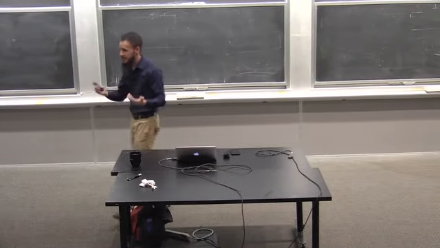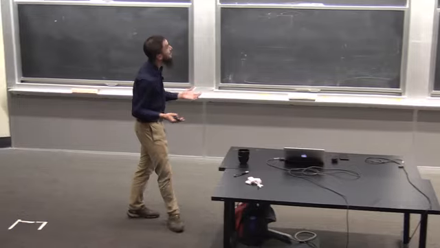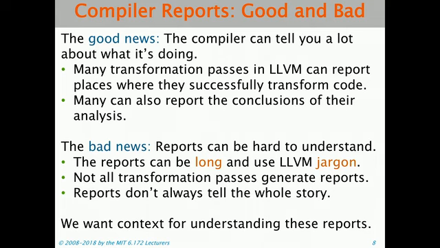OK, so that's some good news and some bad news about these compiler reports. The good news is you can ask the compiler, and it'll happily tell you all about the things that it did. It can tell you about which transformation passes were successfully able to transform the code. It can tell you conclusions that it drew about its analysis of the code. But the bad news is these reports are kind of complicated. They can be long. They use a lot of internal compiler jargon, which if you're not familiar with that jargon, makes it hard to understand.